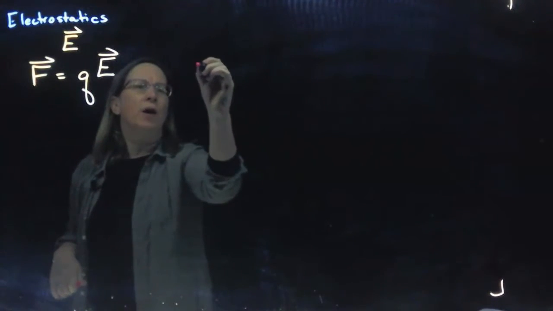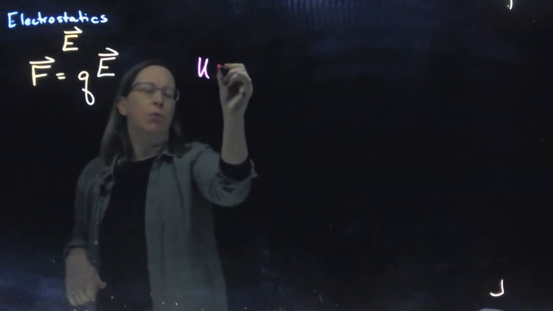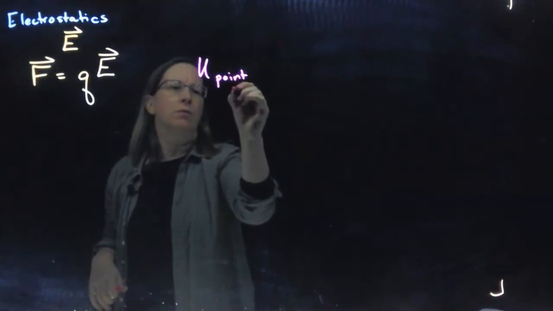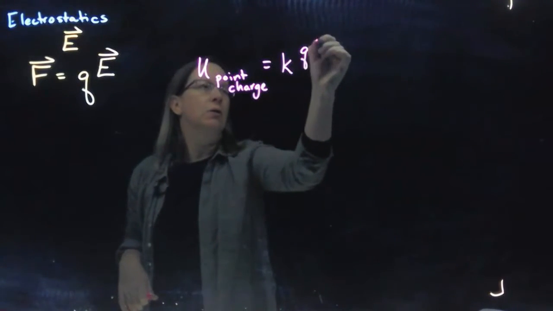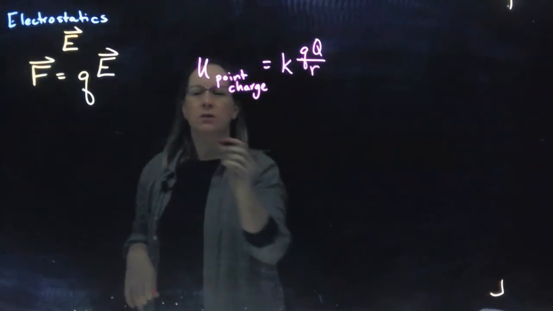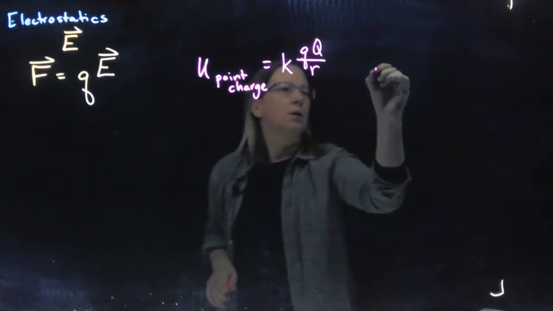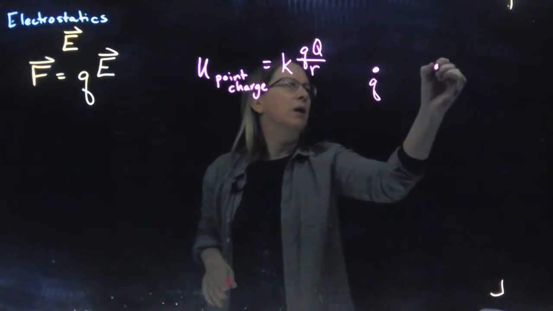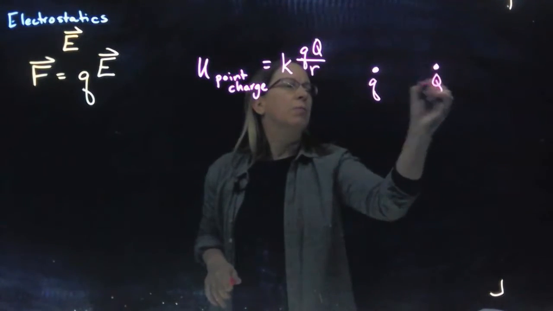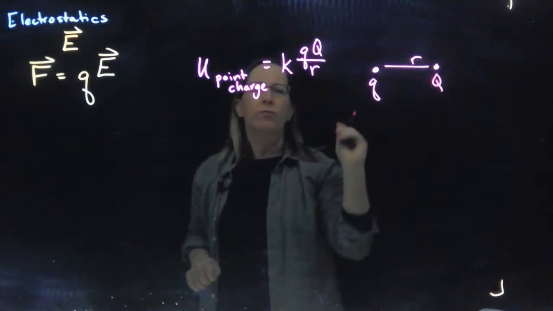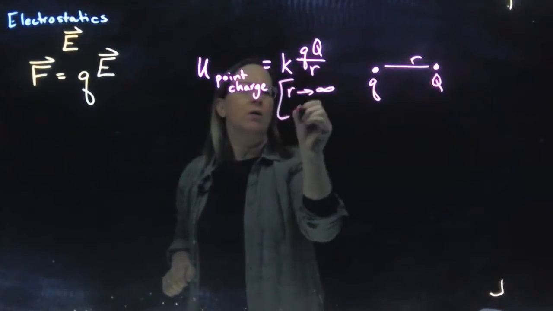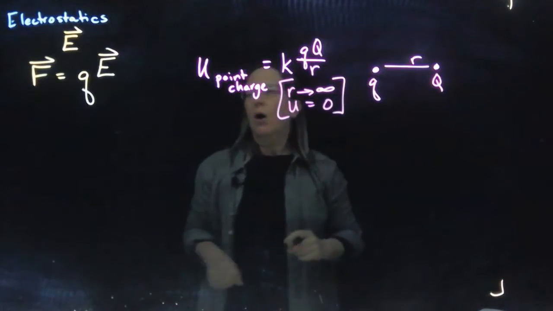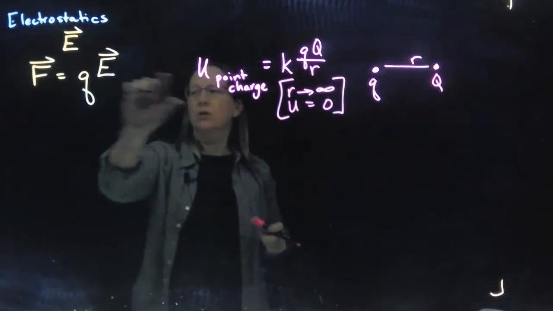Okay, so using force equals qE, we found that our potential energy for a system where we had 2 point charges was equal to k little q big Q over R. So our system was, we had here q, and we had big Q, and this is R, where we said the reference point was R going to infinity is where U is equal to 0. So that's connected to our force.